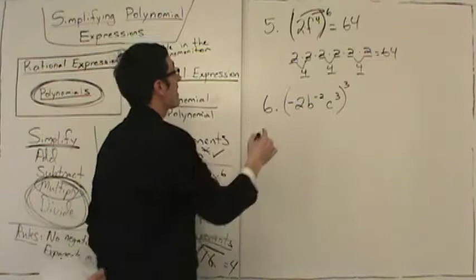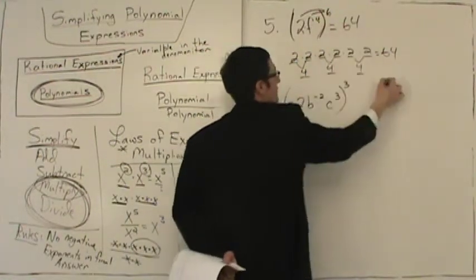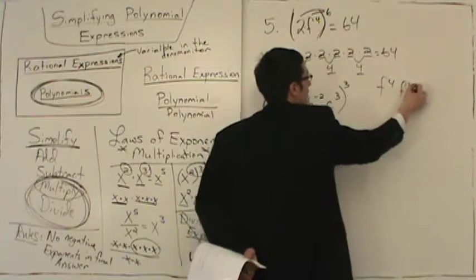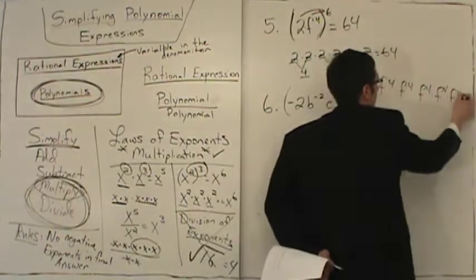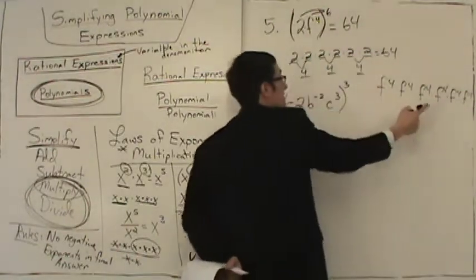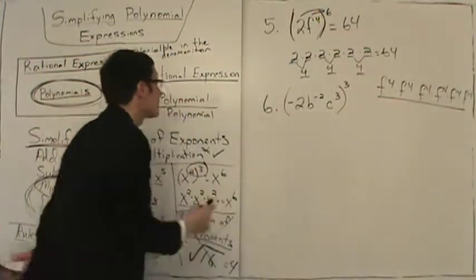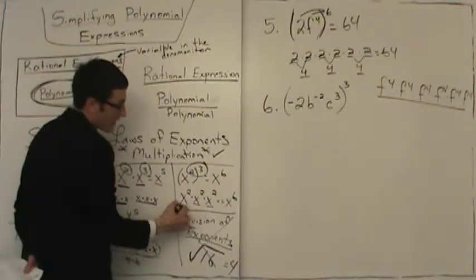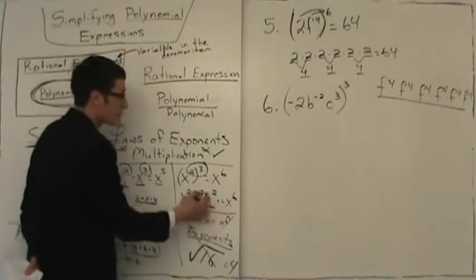What happens when we have power of power? You're looking at f to the 4th, multiplied by f to the 4th, multiplied by f to the 4th, multiplied by f to the 4th, multiplied by f to the 4th, multiplied by f to the 4th. Do you want to write this 6 times? No, this is old business. We don't want to do this. Instead, we look at our rule. Okay, when we have x squared cubed, we don't want to write x squared, x squared, x squared. Instead, we just do what?